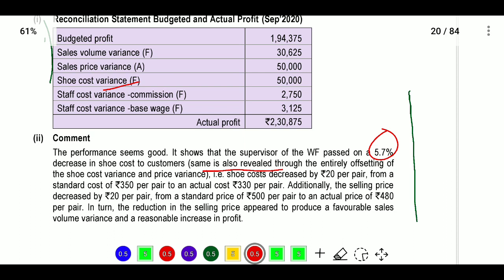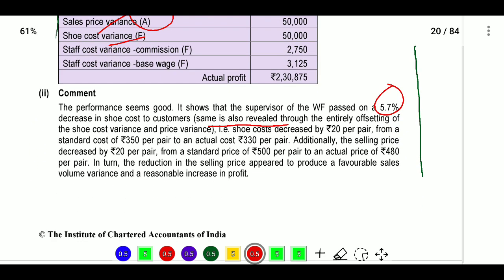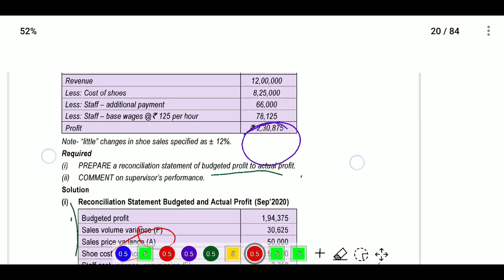Next, additionally, the selling price decreased by 20 rupees per pair, from the standard price of 500 rupees to the actual price. When our selling price was decreased, it is not favorable, so we have taken the adverse case. Next, in turn, the reduction in the selling price appears to produce a favorable sales volume variance. So our sales volume was increased.